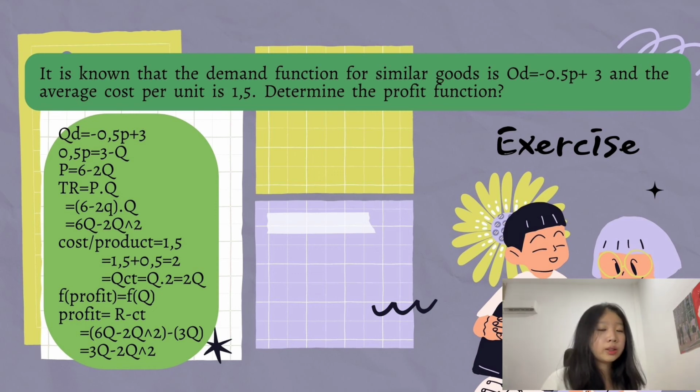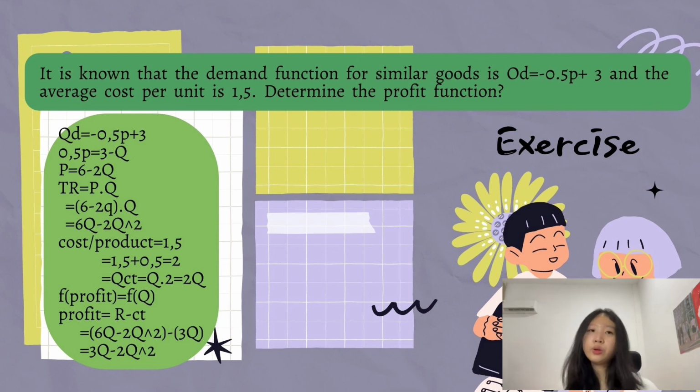It was the function of quantity demand. It was minus 0.5p plus 3, where the cost of each product was 1.5. Then from the function of quantity demand, we have to find p, so we can change the direction into 0.5p equals 3 minus q, where p equals 6 minus 2q.